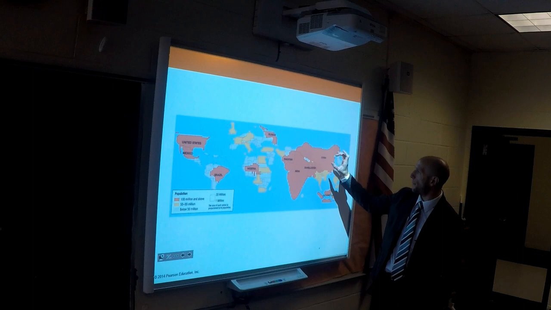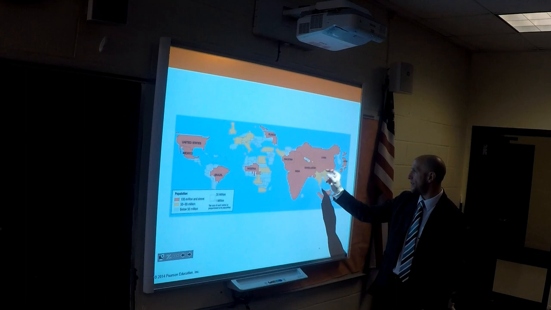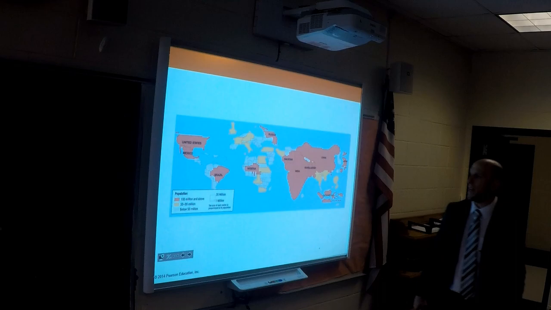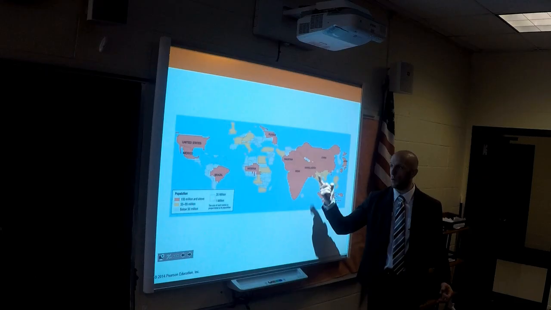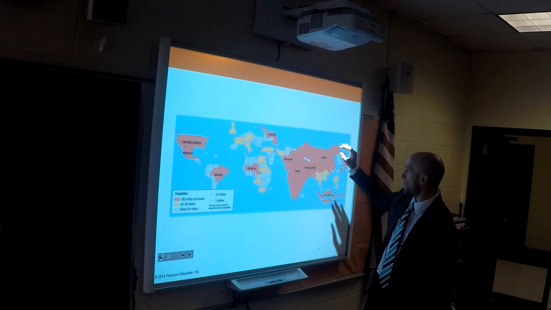Bangladesh is tiny in real life, but in this map, Bangladesh and Pakistan both are pretty big because of a lot of people. The United States is the third most populous country in the world, but has roughly one third the people of India. And so we know that there's a lot of uneven distribution of population. That really is what we're looking at here with this cartogram.